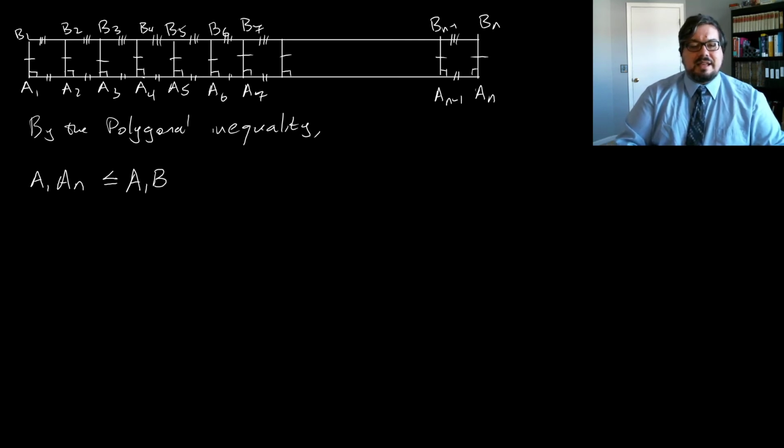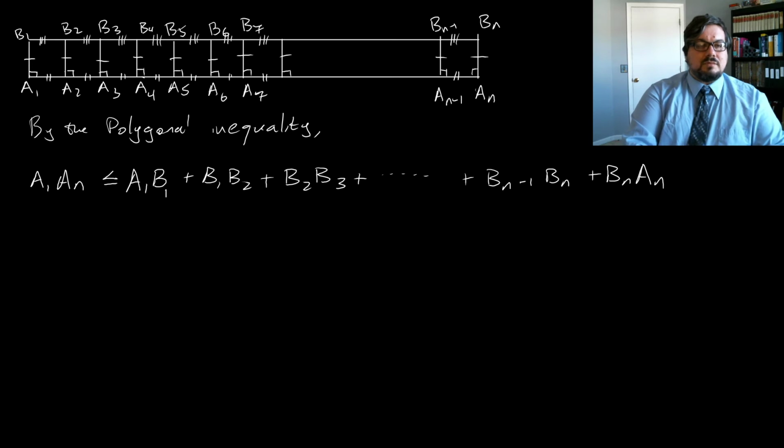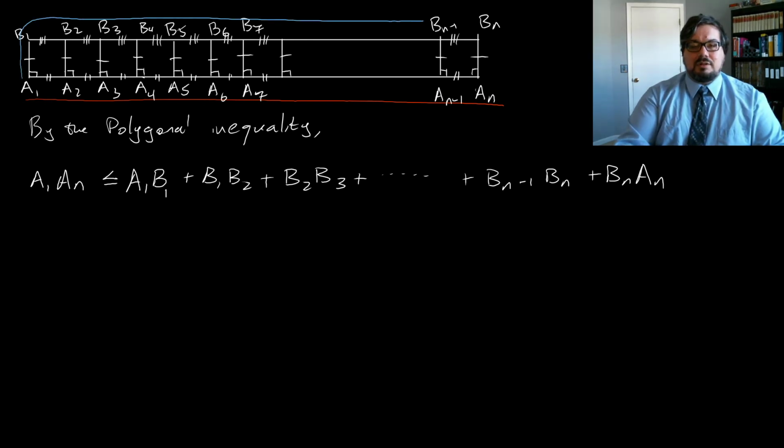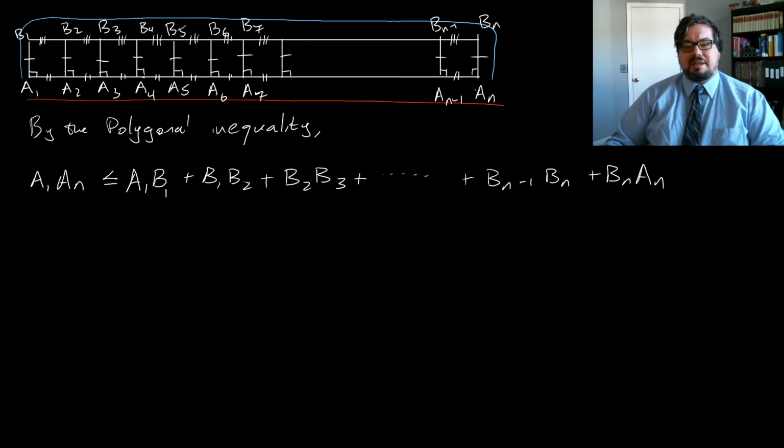So I'm going to say that the distance from A1 to An is certainly less than or equal to the distance from A1 to B1 plus the distance from B1 to B2 plus the distance from B2 to B3 plus etc., up to the distance from Bn minus 1 to Bn plus the distance from Bn to An. I'm saying that if I take the distance from A1 to An, that's got to be less than the distance if I travel all the way around this basically big region here.